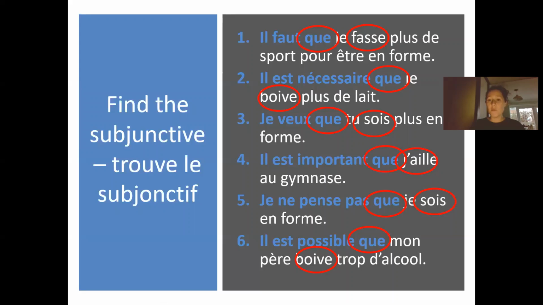So for number 1, it's important I do more sport to be healthy. And these sentences, exercises are mainly based on the topic of healthy living. For number 2, it's necessary I drink more milk. For number 3, I want to be healthier. Number 4, it's important I go to the gym. Number 5, I don't think I am healthy. Number 6, it's possible that my dad drinks too much alcohol.